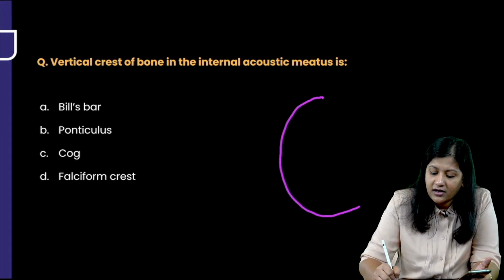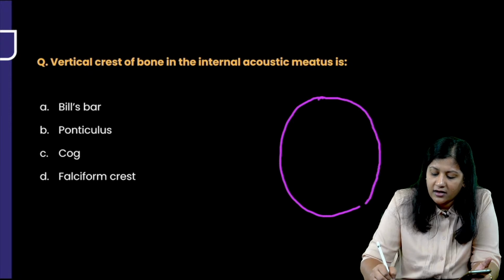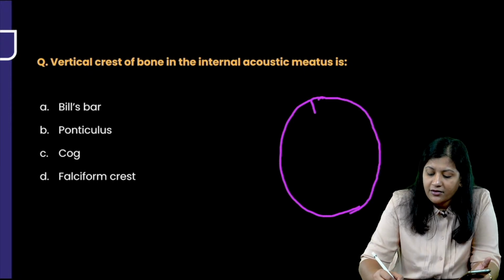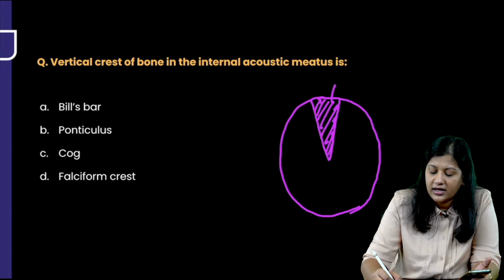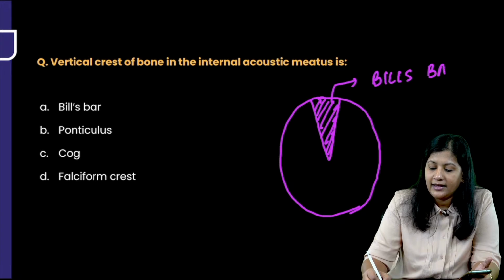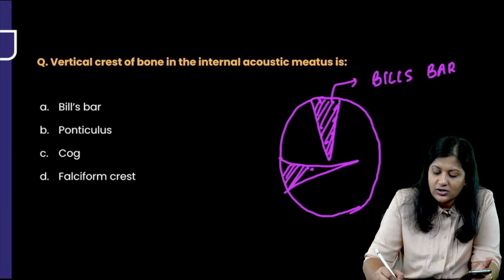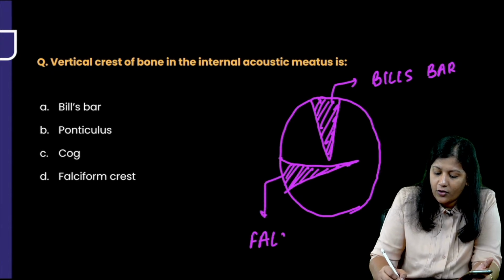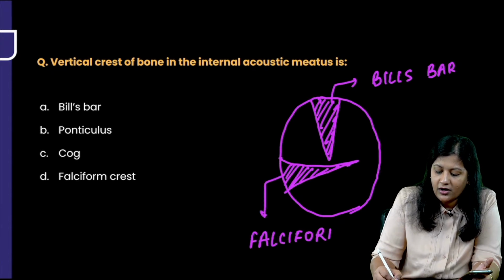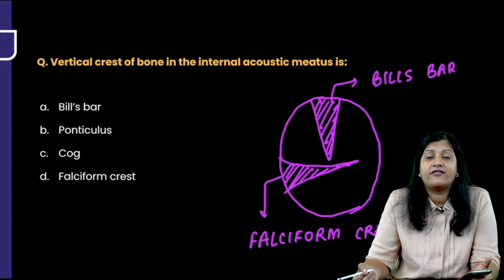So if we take a cross section of the internal auditory canal, we have a vertical crest of bone. This vertical crest of bone is called Bill's bar. And then we have a horizontal crest of bone as well. This horizontal crest of bone, we call it the falciform crest. So this is your falciform crest. This will divide your internal auditory canal into 4 quadrants.